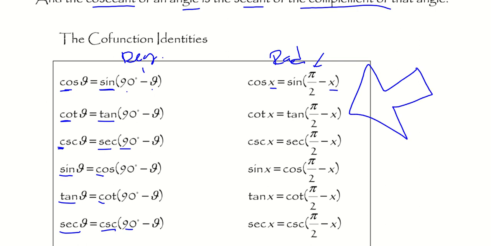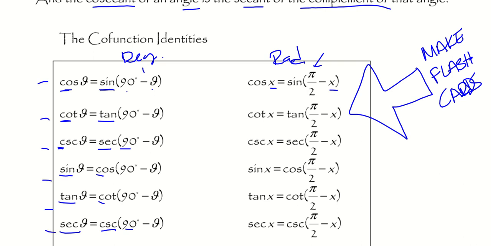These identities you need to memorize. I want you to make flashcards for these. So label them your cofunction identities, and you should make at least 6 of them, one for each set. You could put both degrees and then radians on the same card if you wanted to.